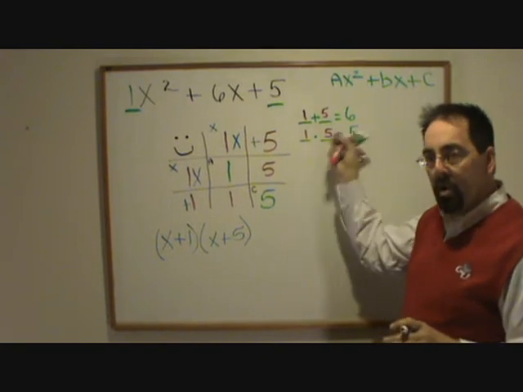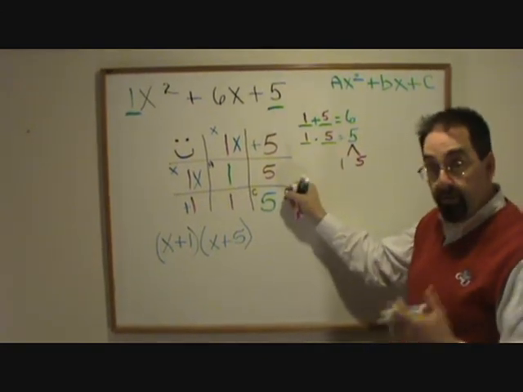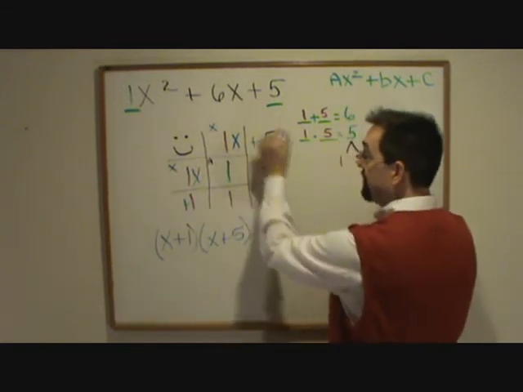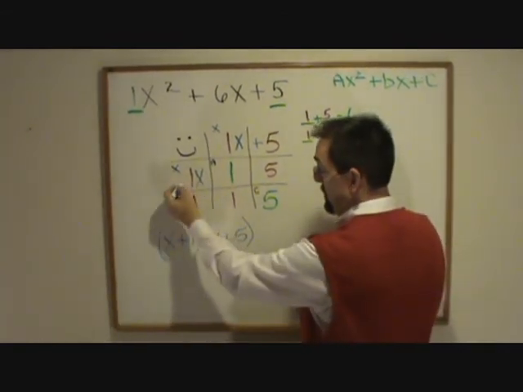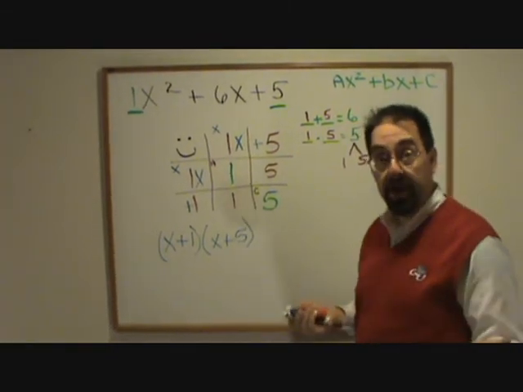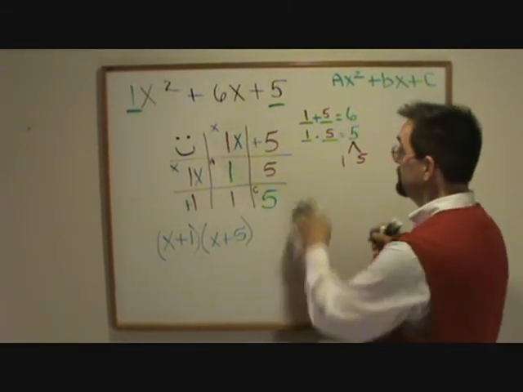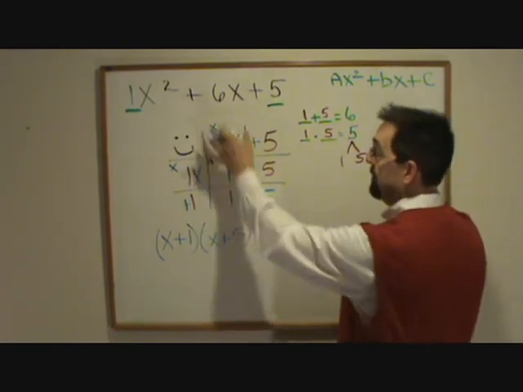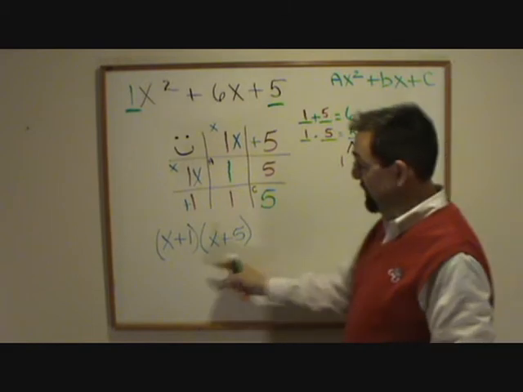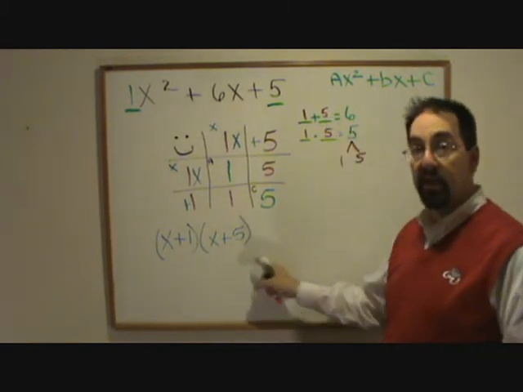A little bit more work in the center part than the previous technique, but the organization, when you get to your final answer, x plus 1, x plus 5, is more organized at this point. So, tic-tac-toe method, I can factor the expression. We did that, x plus 1, x plus 5.